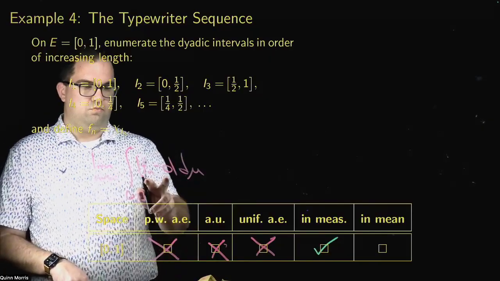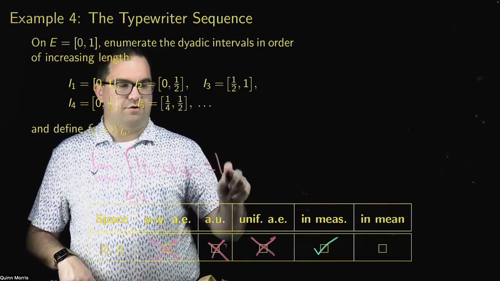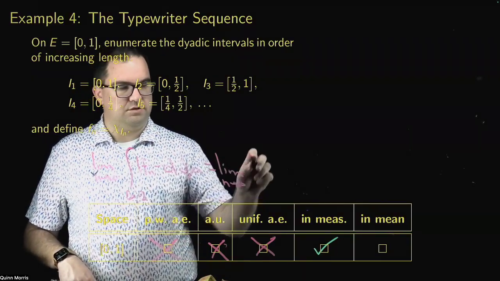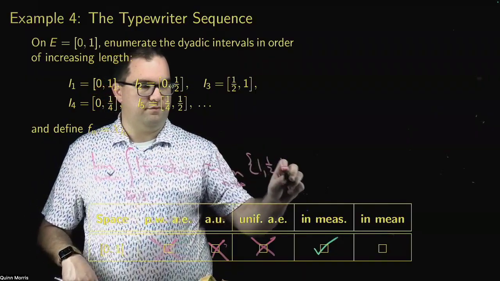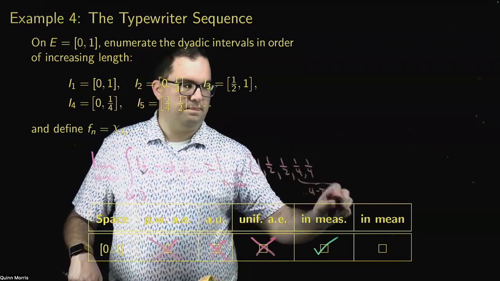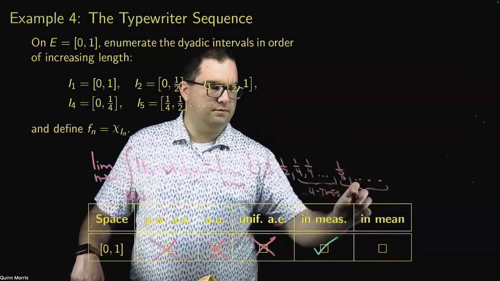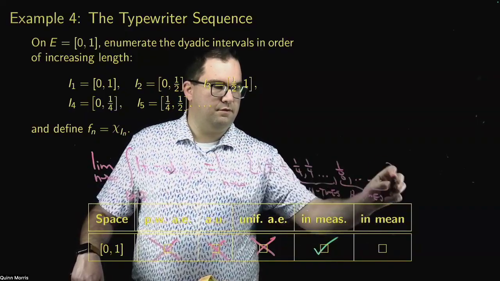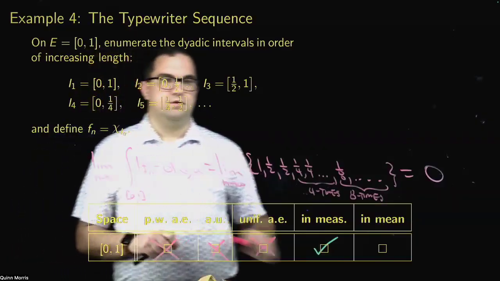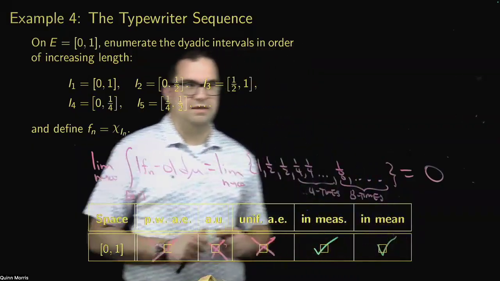Well, what are each of these integrals? Each of these integrals is the same as that sequence I wrote out earlier, because the height of the function is just 1. So this is just the limit of this same sequence: 1, 1/2 twice, 1/4 four times, then 1/8 eight times. But the limit of this sequence is 0. So not only does this converge in measure, it also converges in mean.